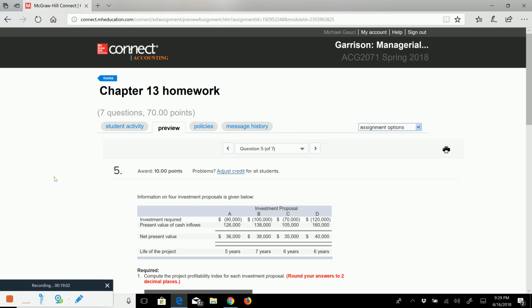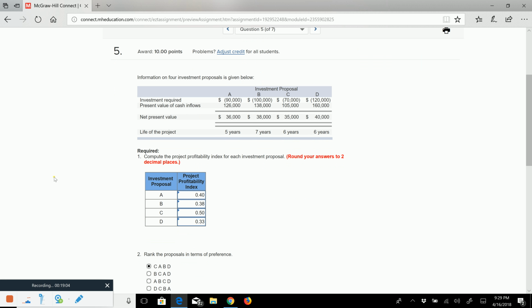Okay, next. We have 4 investment proposals. And you can see we've done our calculation for our cash outflow, which is the original investment. And then we compare that to the present value of all the future cash inflows. And the result, as we've concluded in the past, is net present value.